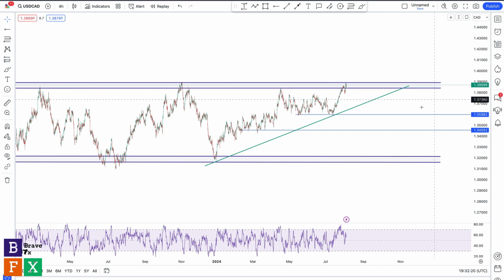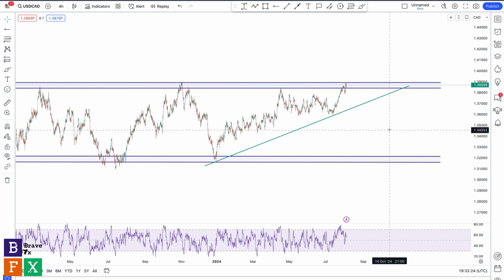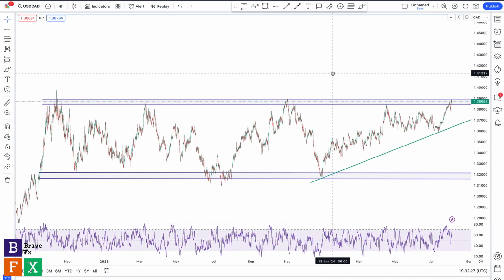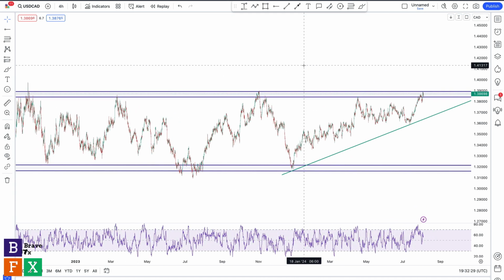So remember, these are my opinions on the market. I may be wrong, I may be right. It's good for you to do your own research and apply your own strict risk management when trading these assets, because trading can be risky. You can eventually lose all your money.